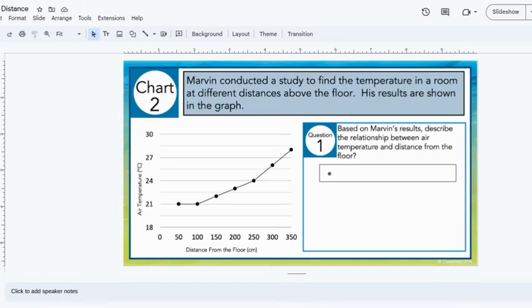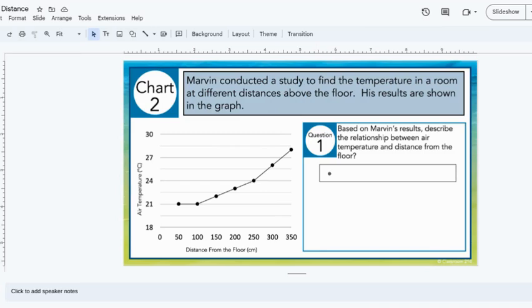So today's video, this is our second graph. This is about temperature versus distance. Marvin conducted a study to find the temperature in a room at different distances above the floor. So basically, he's going to see how hot it is at different parts from the ground to the ceiling. His results are shown. Based on Marvin's results, describe the relationship between air temperature and distance from the floor.